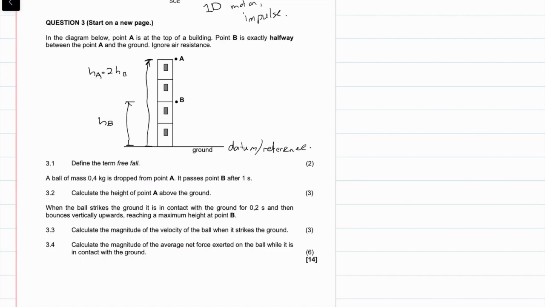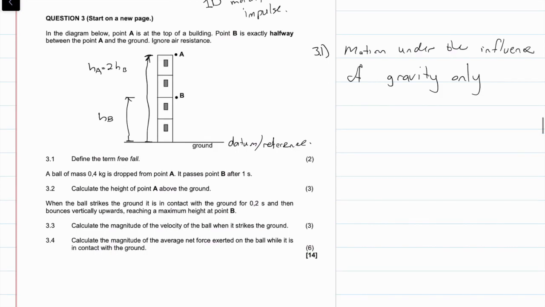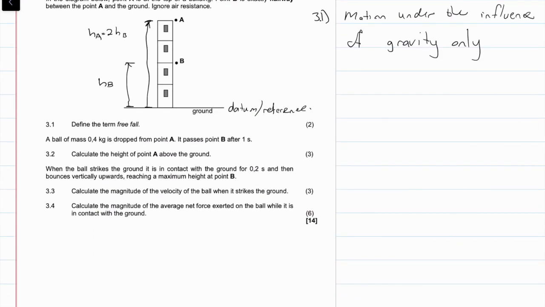It says define freefall. So question 3.1 says define freefall. Freefall is a motion under the influence of gravity only. It's basically when the only force acting on a body is the gravitational force. So we get ourselves 2 marks for that.